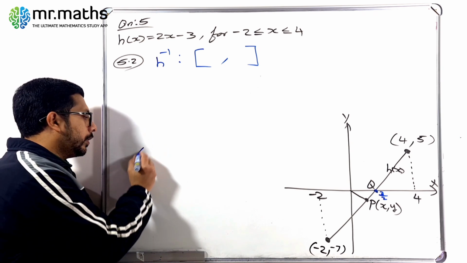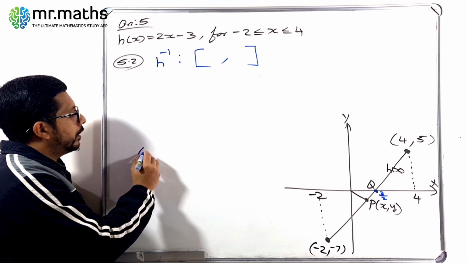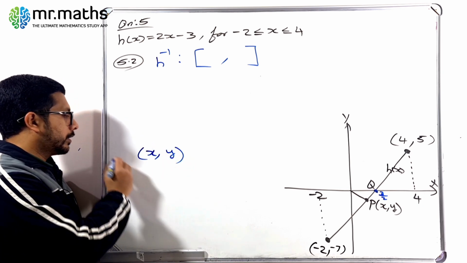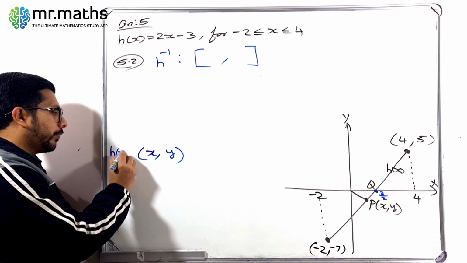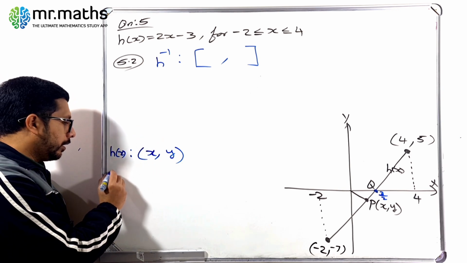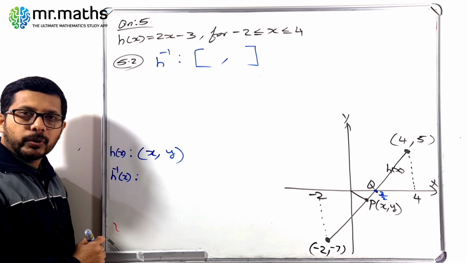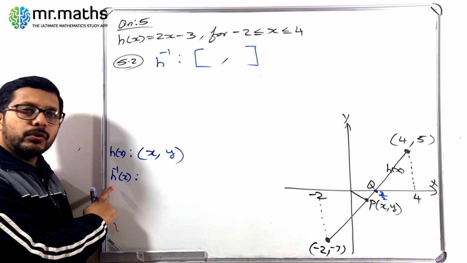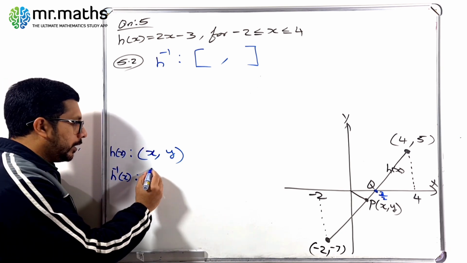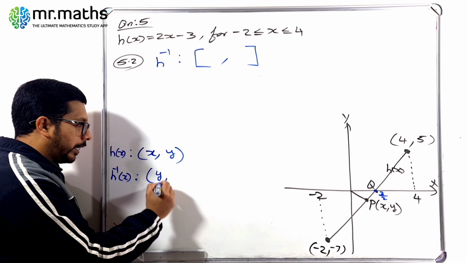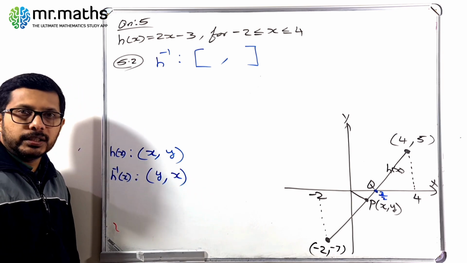You know, if in the h of x graph there is a point x comma y, then what about h inverse of x? How can you find the corresponding point? To find h inverse, you already studied that you have to swap x and y. That means this y becomes x and this x becomes y. This is how you find the h inverse graph.